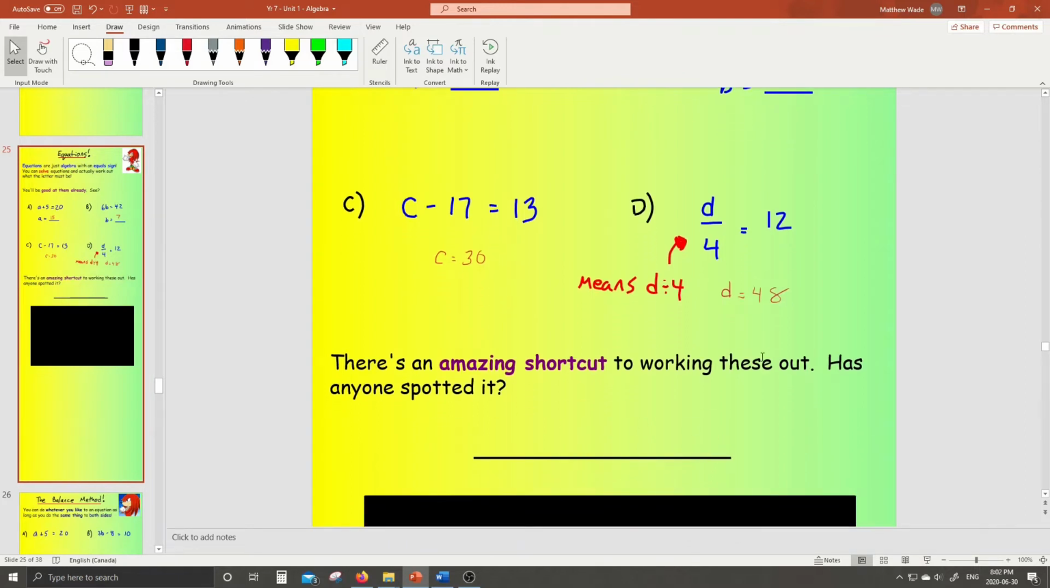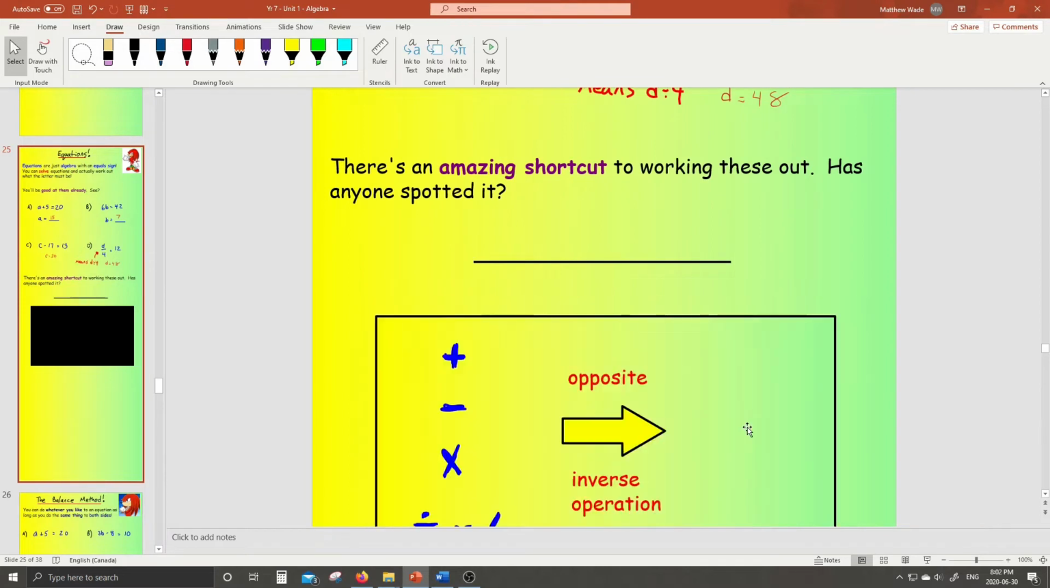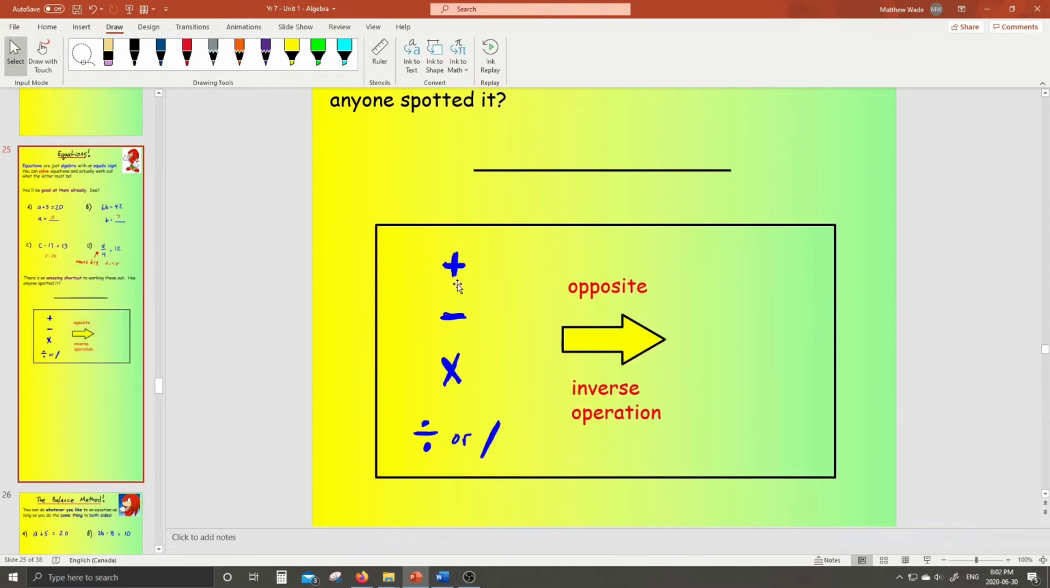So there's an amazing shortcut to working these out. Has anyone spotted it? Well, yeah, you have. It's all inverse operations. You do the opposite of what it's telling you to do. So, as you guys know, opposite of plus, oh, what the heck, I'll jot it out for you. Opposite of plus, take away. So opposite of add is subtract. Opposite of subtract then, add.